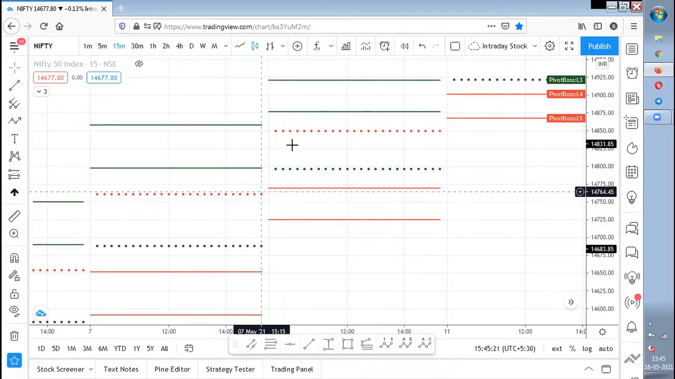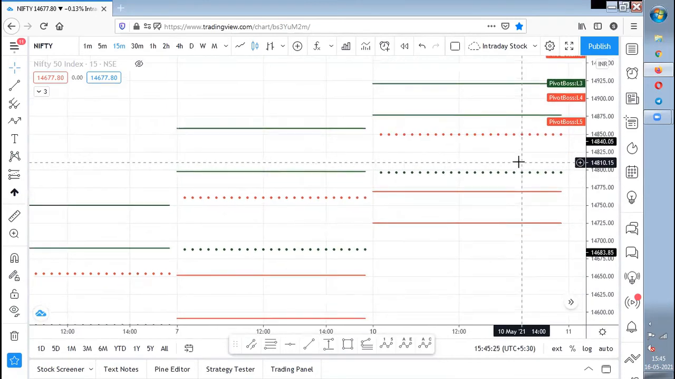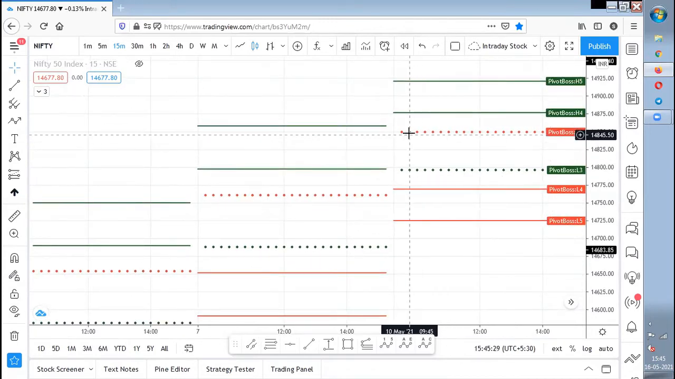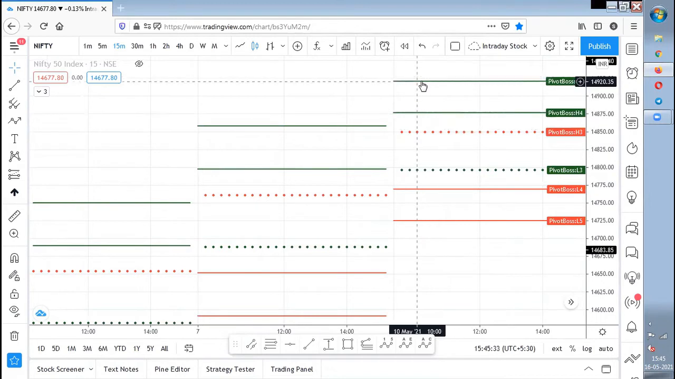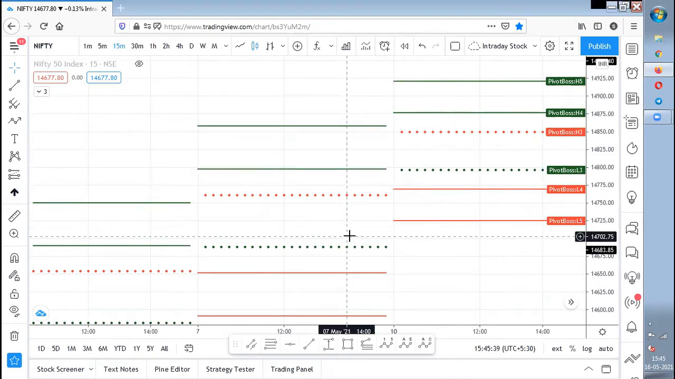As of now, the candle shows that the bias is bullish. Let me come back to this point again. This red dotted line is H3, this green line is H4, and this line is H5. This green dotted line is L3, this is L4, and this is L5. Now let us see how the candles have reacted.